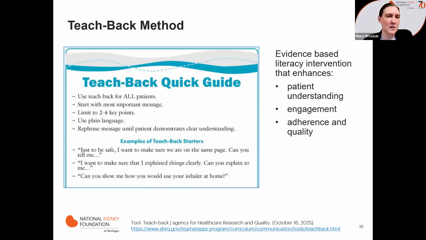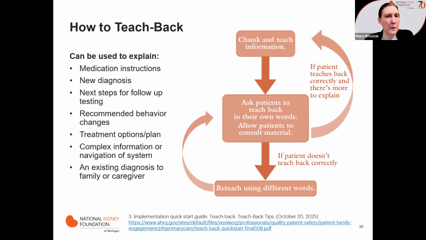Or, I want to make sure that I explain things clearly. So again, kind of putting the onus a little bit on yourself to have explained things clearly and then having the patient repeat that back in their own words. And then if the patient doesn't teach back correctly, or maybe they're missing something key, really trying to reteach that concept using different words, and sticking to chunking the information, sticking to maybe 2 to 3 main points that you want to drive home. It's really important to ask these questions without any shame or pressure and create a comfortable environment for understanding.